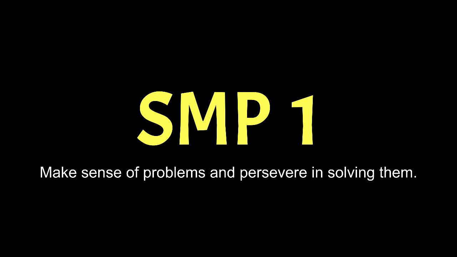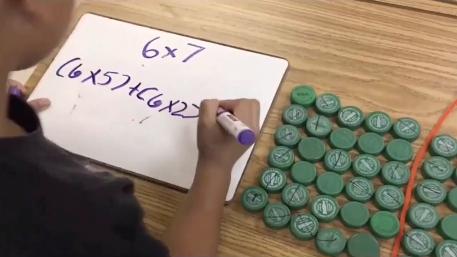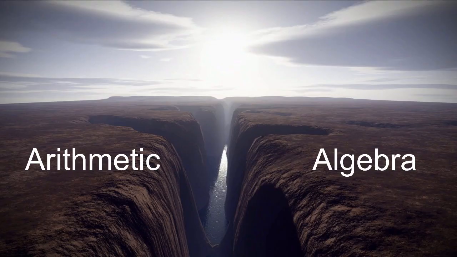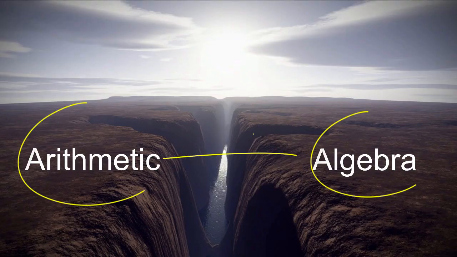It's our first mathematics practice standard. For instance, maybe you've questioned why students learn multiplication strategies like partial products in 3rd and 4th grade. Well, the reason is simple. According to curriculum experts, it's because students who can break expressions apart to find products like 5 times 37 into 5 groups of 30 and 7 and see that the product is 150 plus 35 can now see that 5 times the quantity 3a plus 7 is equivalent to 15a plus 35 for all numbers a. The bottom line is we are bridging the gap between arithmetic and algebra.